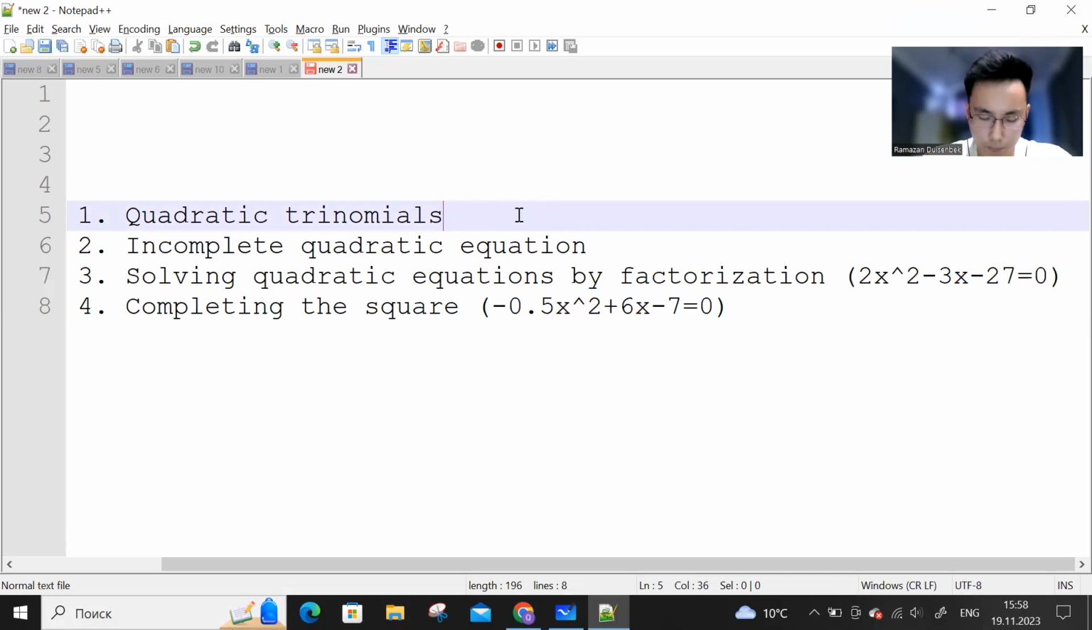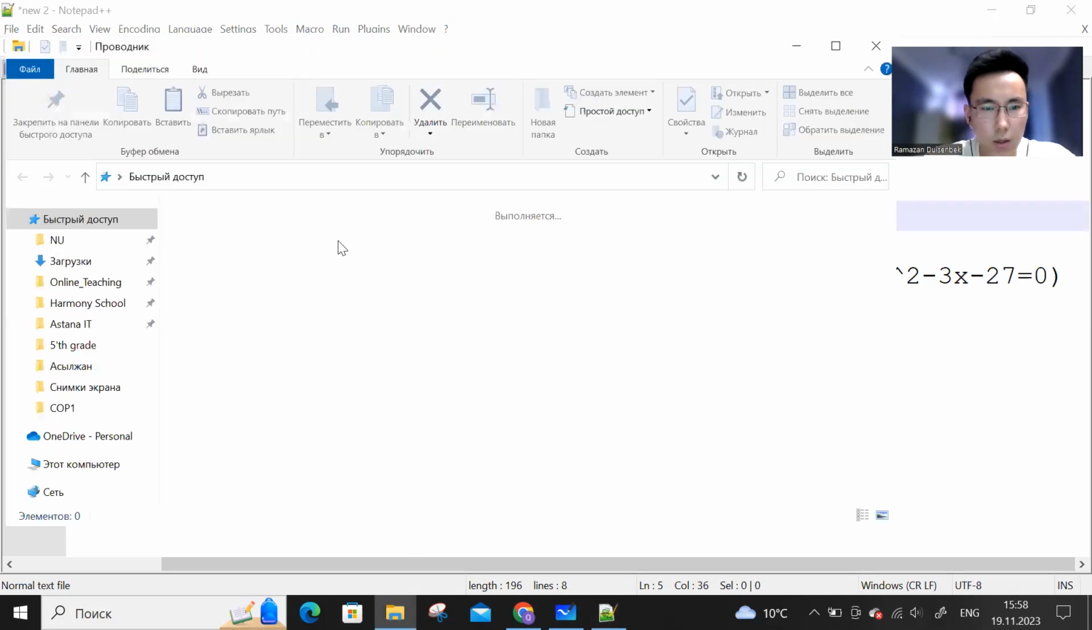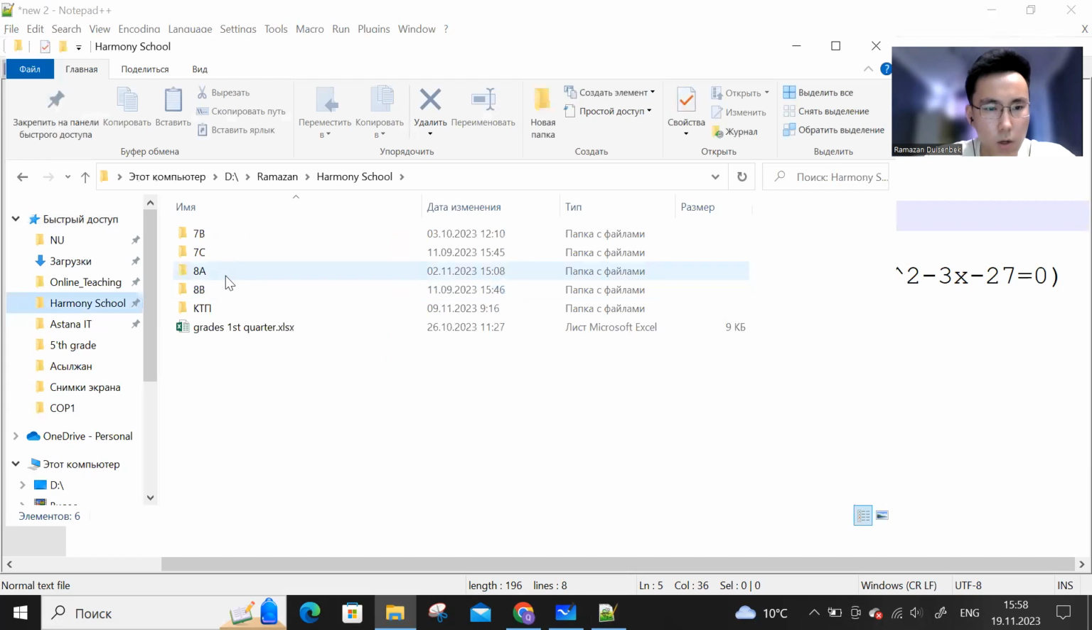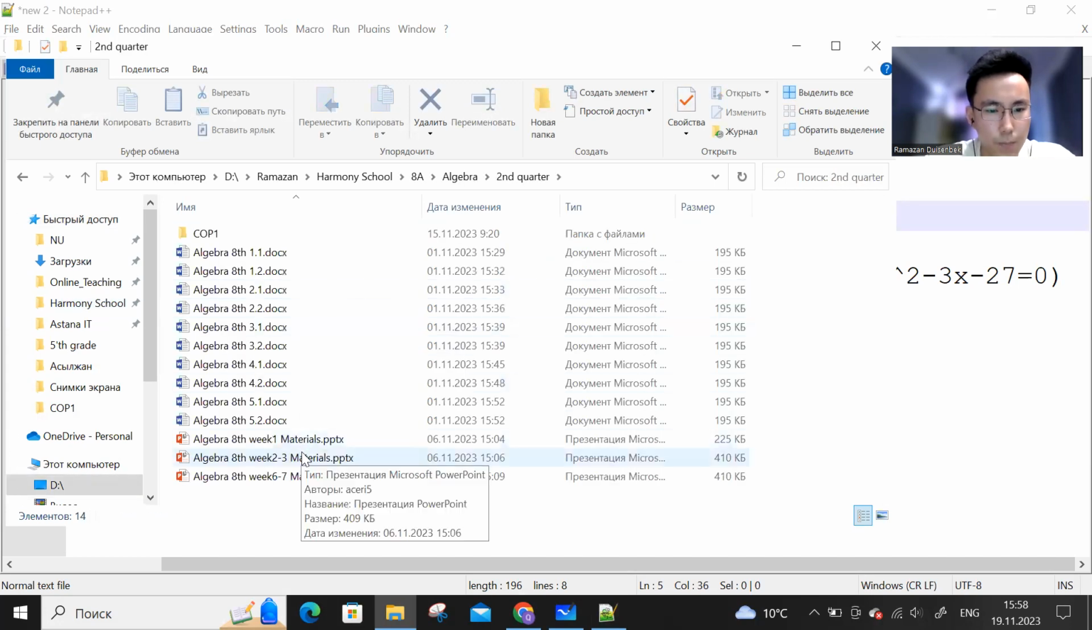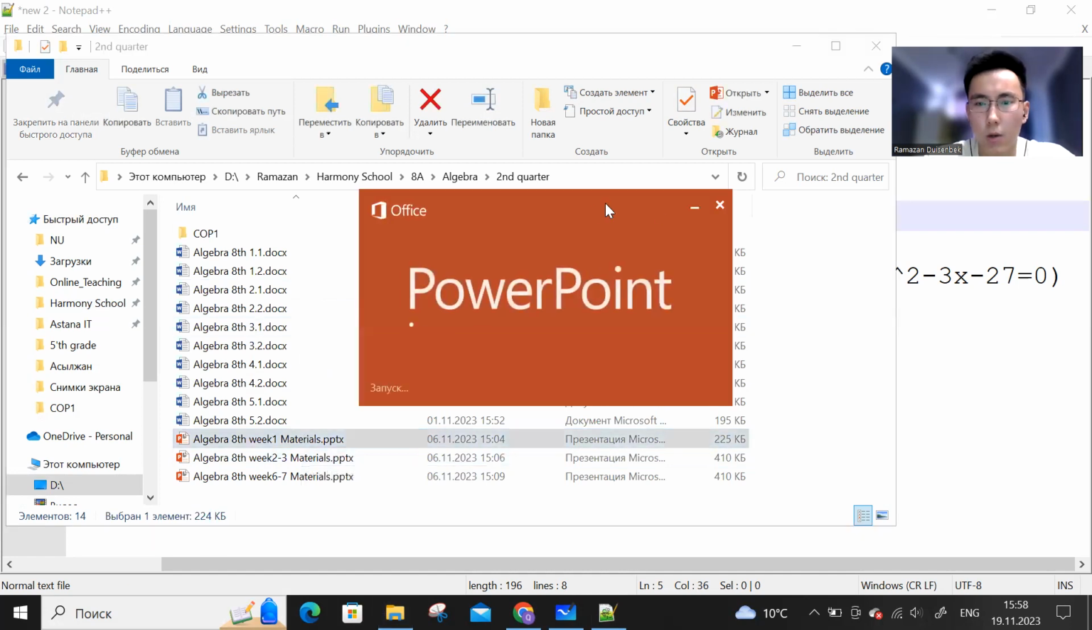Today we are going to cover quadratic trinomials, incomplete quadratic equations, solving quadratic equations via factorization, and completing the square. Quadratic trinomials we can consider as quadratic functions. As an example, I want to take one moment. Harmony 8a, Algebra, second quarter, week 1 materials. This is just from your textbook.